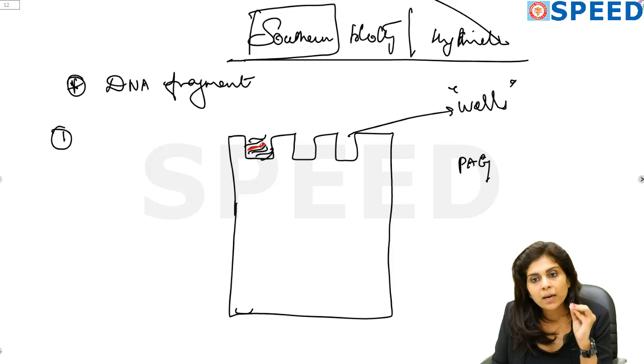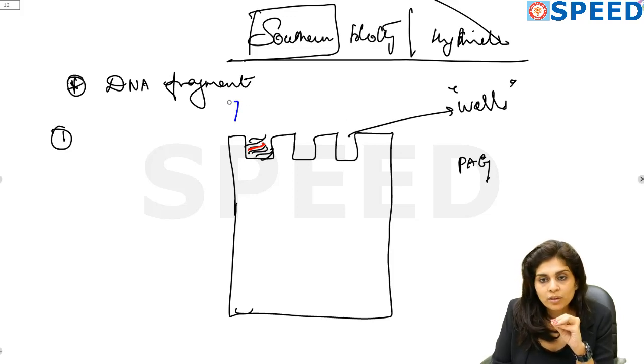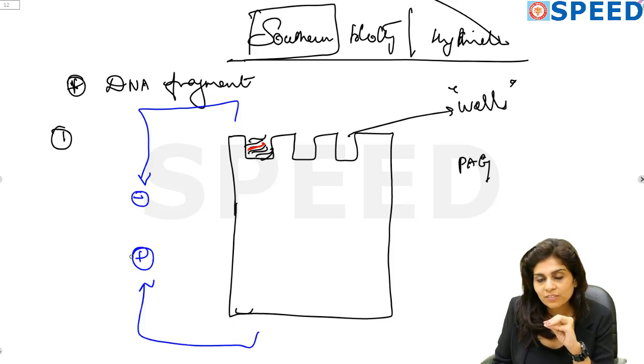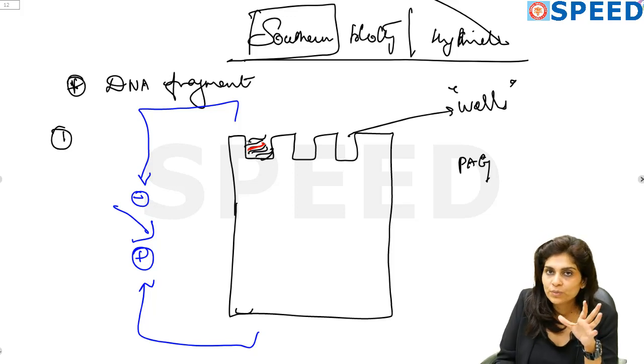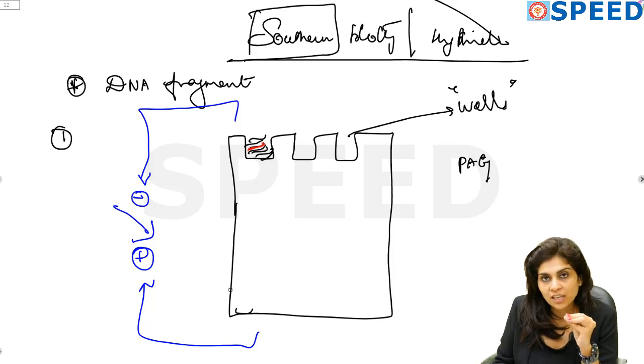That can be done by applying an electrical field. When you connect this gel to an electrical field, you connect it in such a way that the electrode close to the point of application is connected to the negatively charged electrode. The opposite side is connected to the positively charged electrode. When you switch on the electric current, because all these DNA fragments are negatively charged, they have multiple phosphate groups, and phosphate groups are negatively charged, these fragments start moving towards the positively charged electrode.